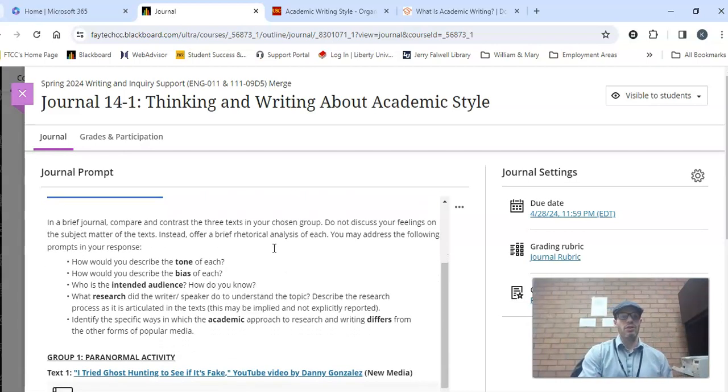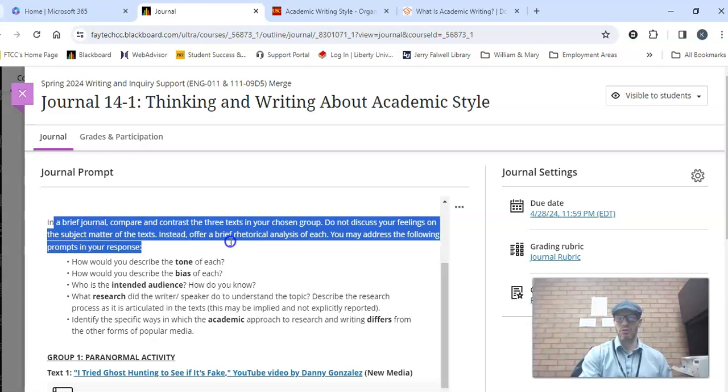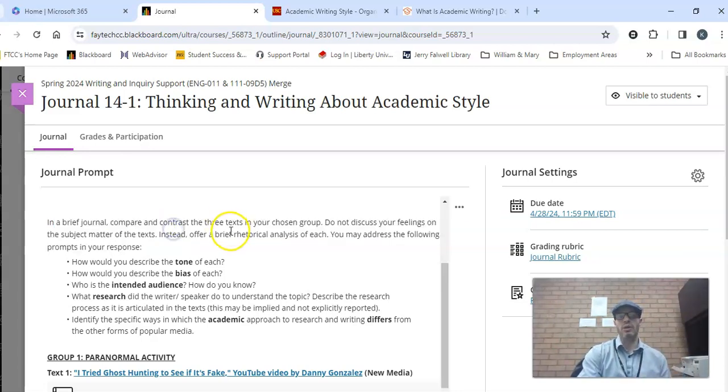Okay? So, in a brief journal, compare and contrast the 3 texts from your chosen group. Do not discuss your own feelings on the subject matter. Okay? This isn't the chance for you to reflect on the topic and to say, well, I think this or I believe this. Leave that out. Instead, you're offering a brief rhetorical analysis of each.